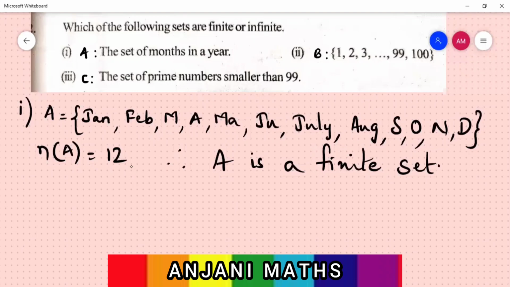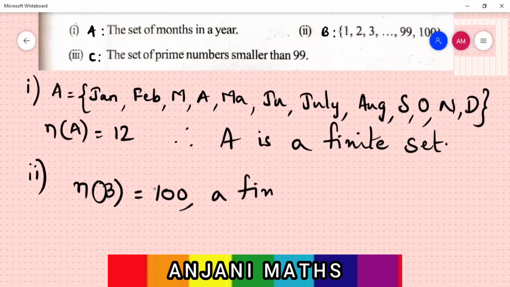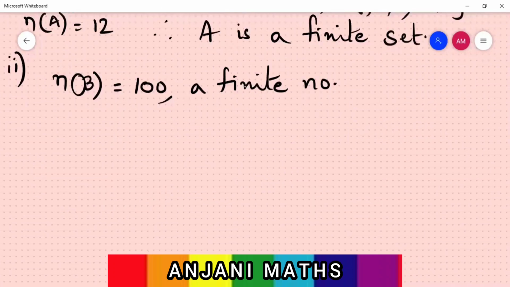What about B, ma? Finite set, ma'am. Why is it a finite set? 1, 2, 3. N of B is equal to how much? A finite number. Therefore, B is a finite set. We conclude that B is a finite set, ma'am.